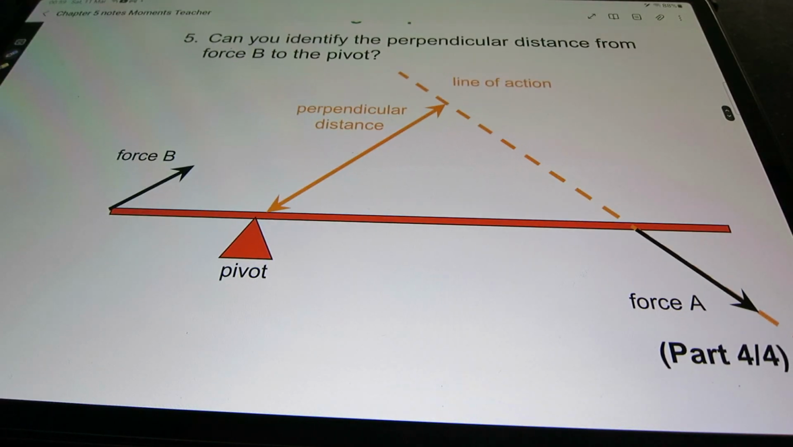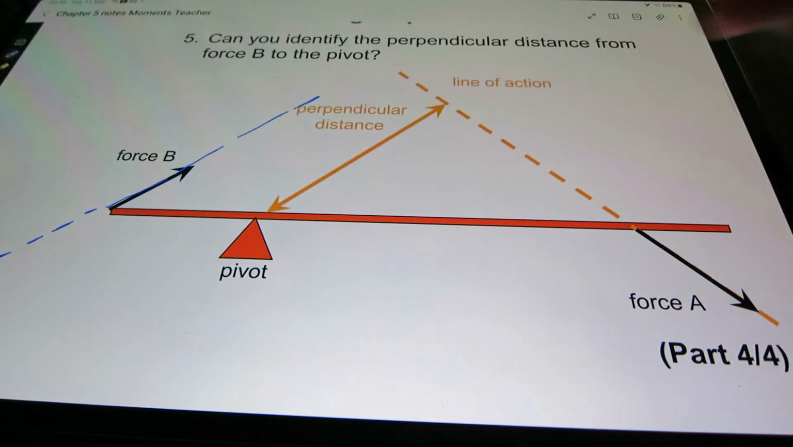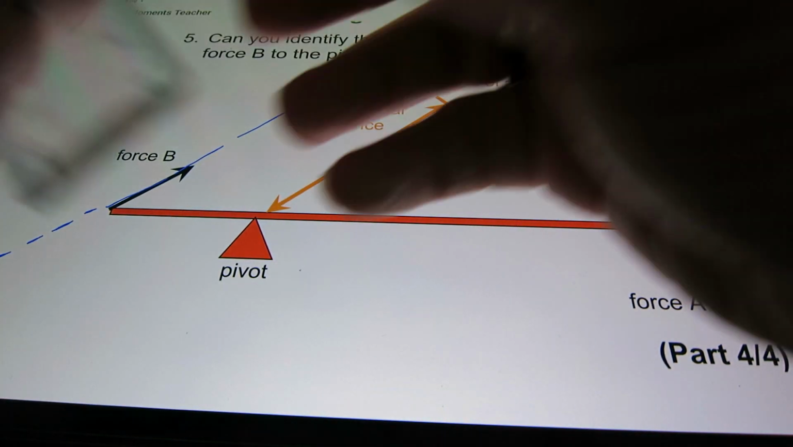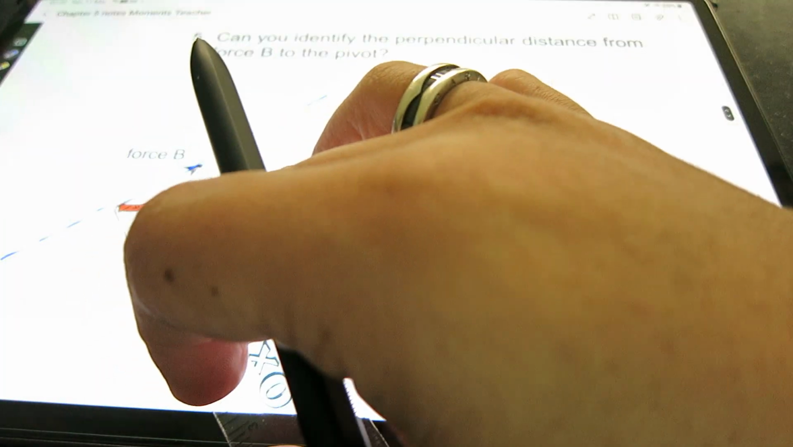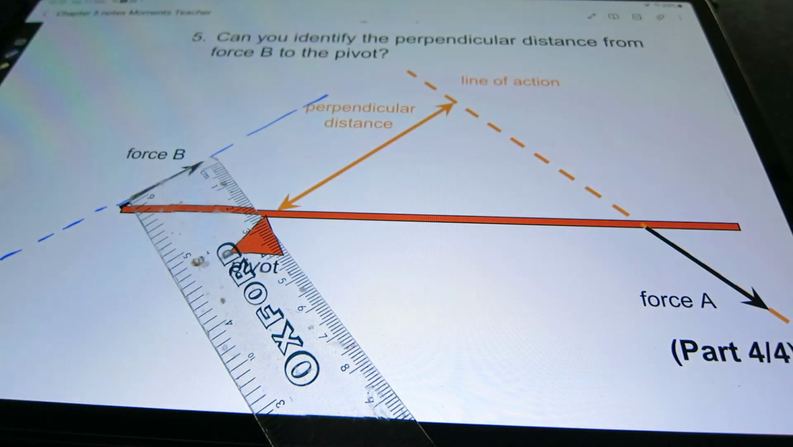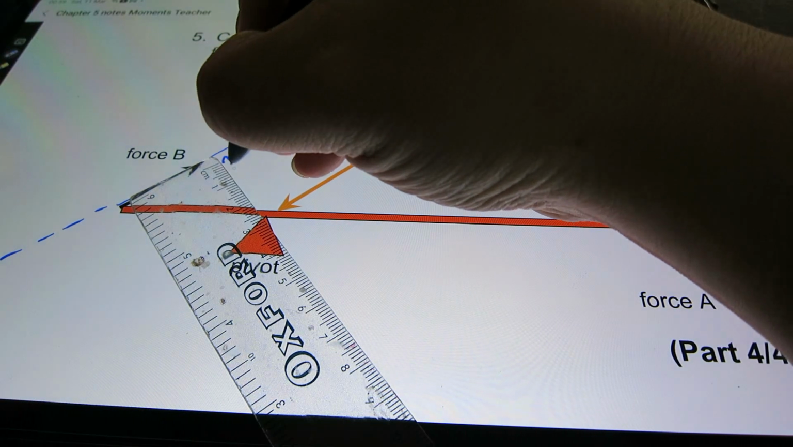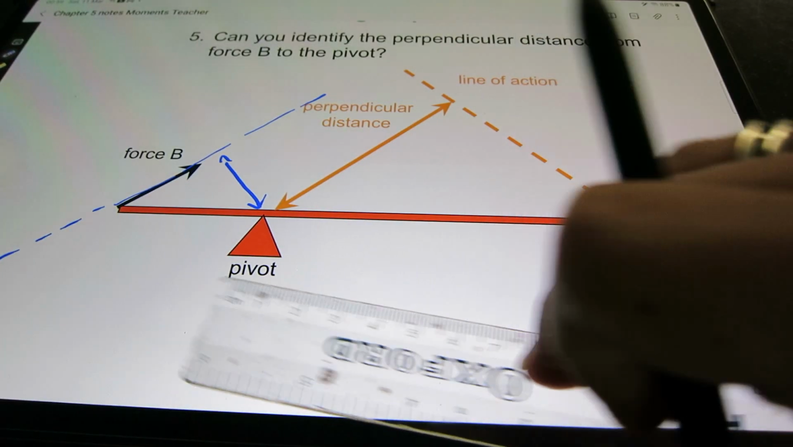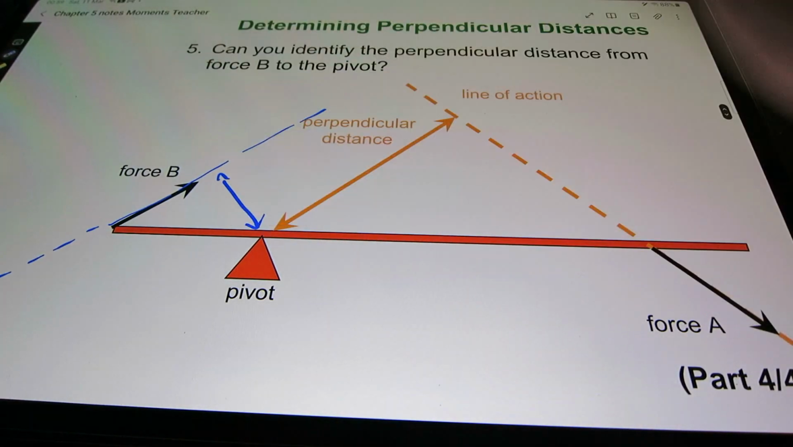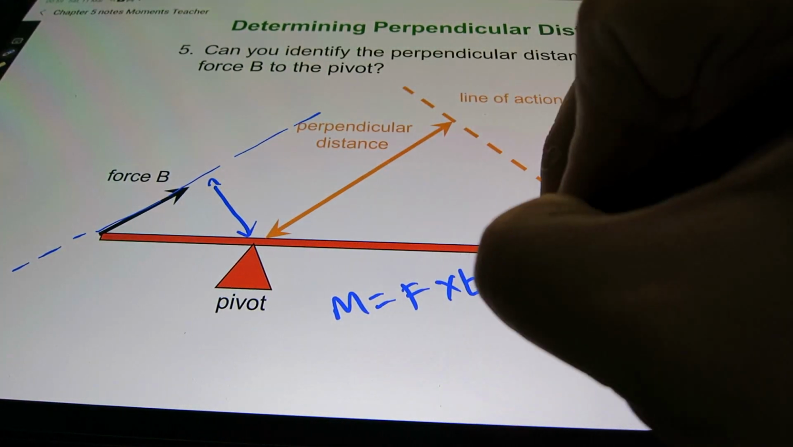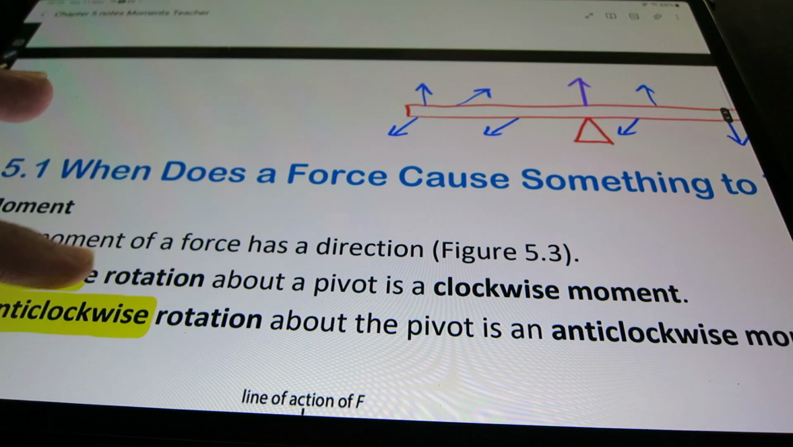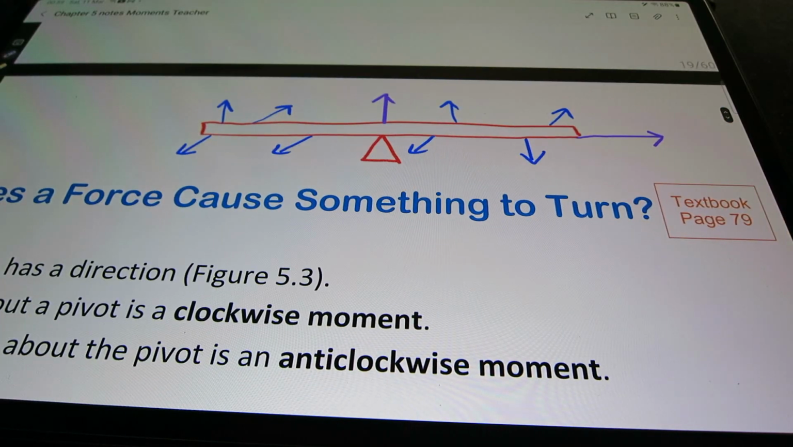Alright, so there's some example. So how do you find the perpendicular distance of force B? Again, very simply, just extend the line, the shortest distance. Again, if you are struggling with this, just put your ruler there and slide it along until it hits the pivot. When it hits the pivot, this is the perpendicular distance. Alright, then simply you need to measure this, or if this is given, then you can just use moment equals force times perpendicular distance to calculate. Alright, so let's look at this.